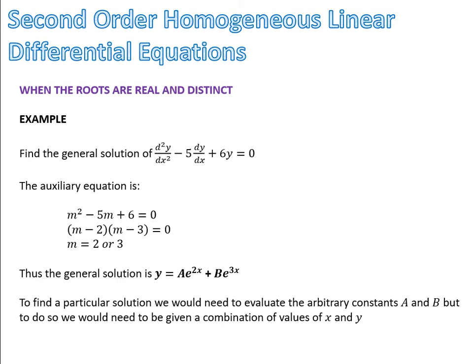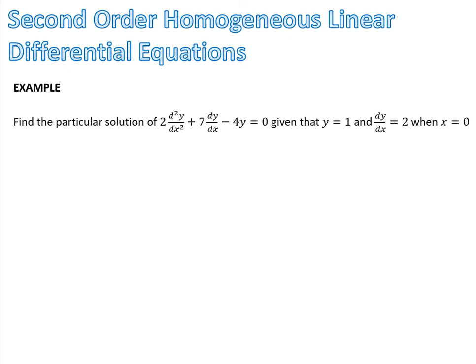What would happen is we'd be told in the question, there'd just be a second part to it, and it would say when x equals something, y equals something. And it would probably also say when x equals something, dy by dx equals something. In which case you'd substitute them in and you'd get some kind of simultaneous equation, like this one. So we're going to find a particular solution of this second order homogeneous linear differential equation.